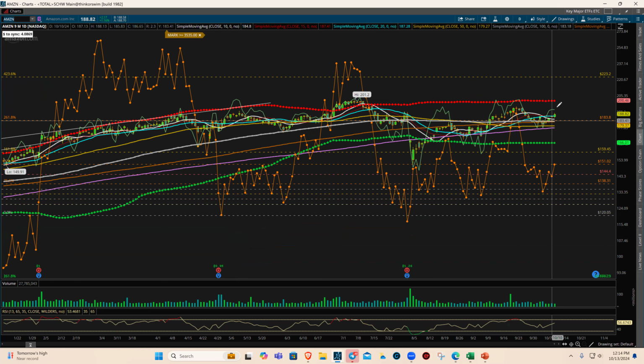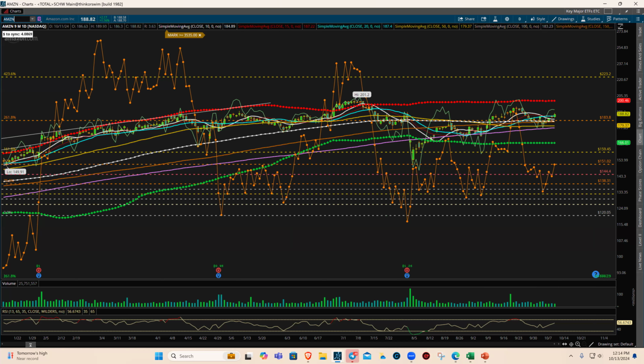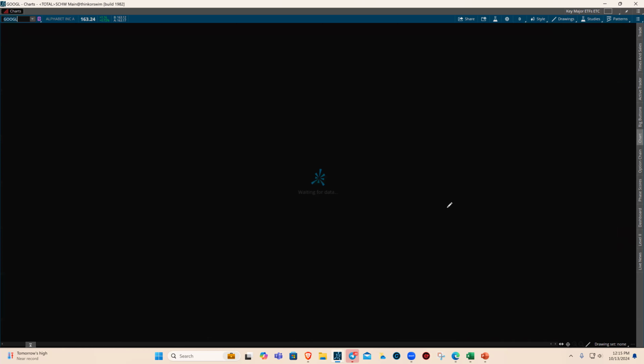And then maybe it backs off from there. Maybe it puts in a base camp that's a little bit better than this base camp out here. And then it tries to run into the highest high as it tries to work its way towards the EPS release. Certainly could happen.